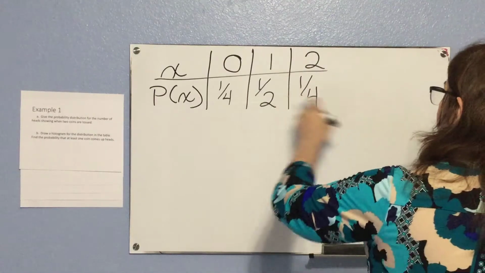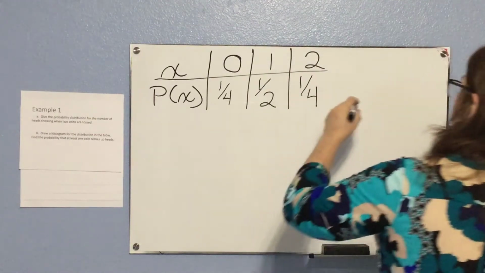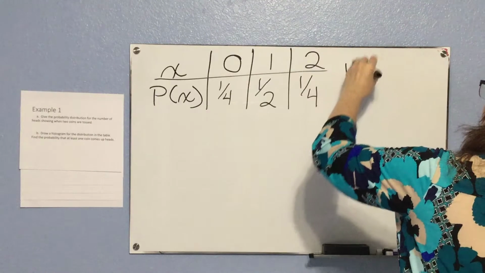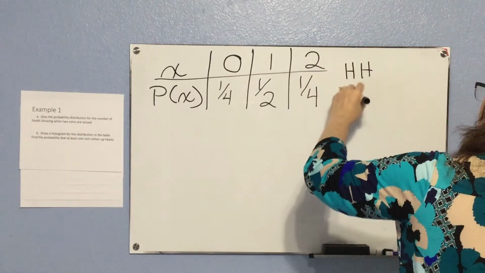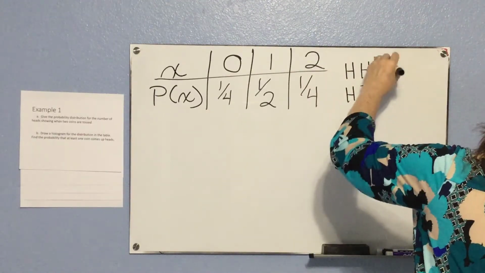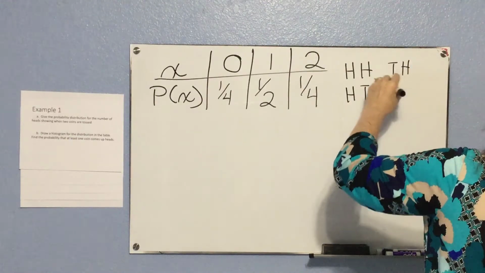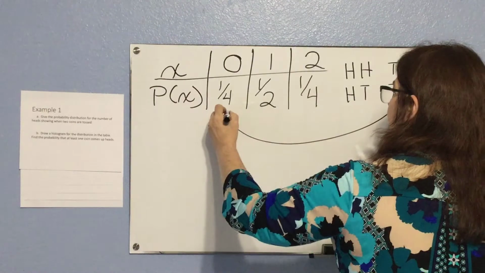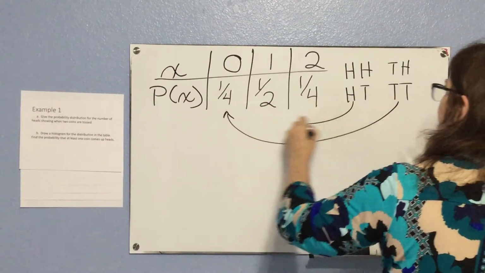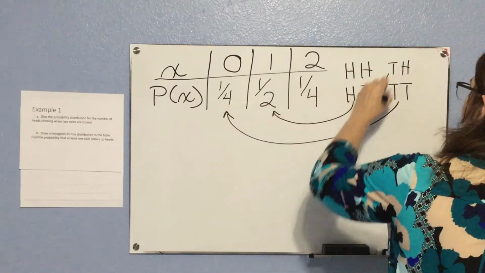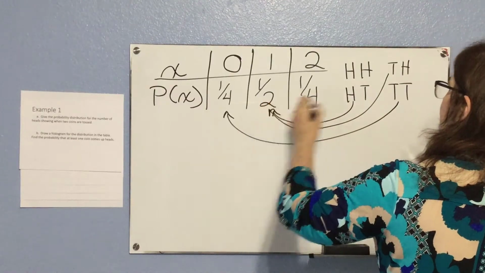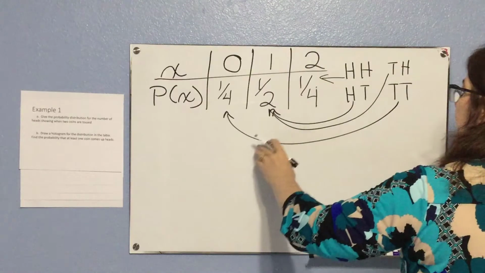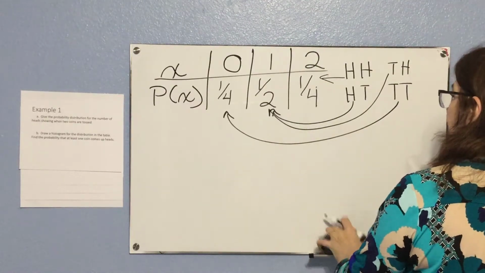How did I get those? Well, let's look at the outcomes. If I toss two coins, I could have heads, heads, heads, tails, tails, heads, or tails, tails. Tails, tails would go here. Heads, tails would go here. Tails, heads would also go here. And heads, heads would go here. So this shows how I got those probabilities.